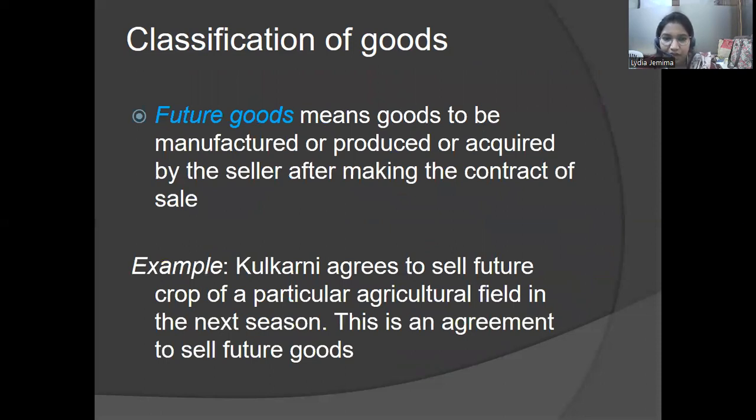Classification of goods. And here, future goods. It means goods to be manufactured or produced or acquired by the seller after making the contract of sale. Okay, so here Kulkarni agrees to sell the future crop of a particular agricultural field in the next season. This is an agreement to sell future goods.